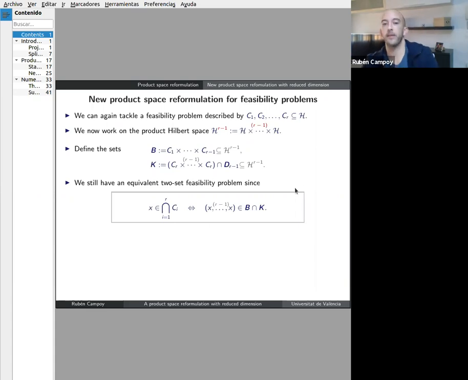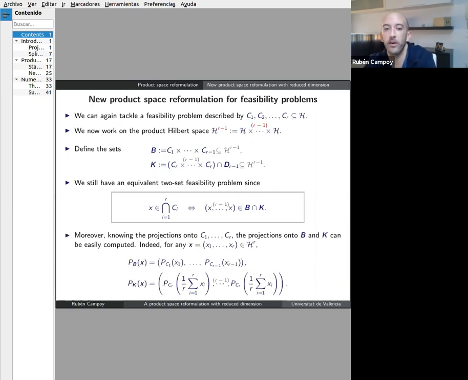And the equivalency is the same as before. A point is in the intersection of the sets if and only if its embedding into the diagonal is in the intersection of the two new sets. And projections are computed as in the previous slide. Projection onto B is component-wise. Projection onto K is the projection onto the diagonal composed with the projector onto the set C_R in all the components.